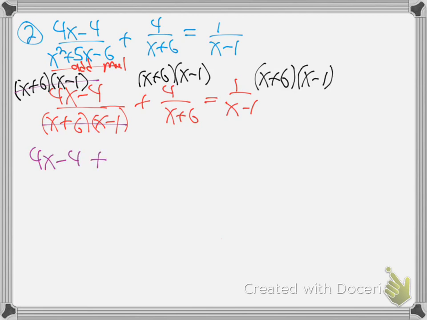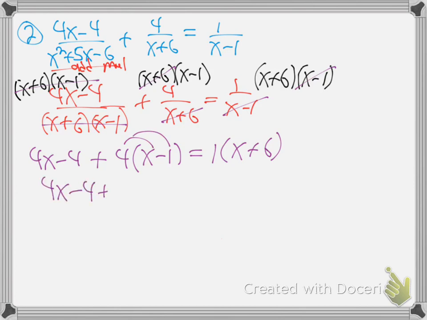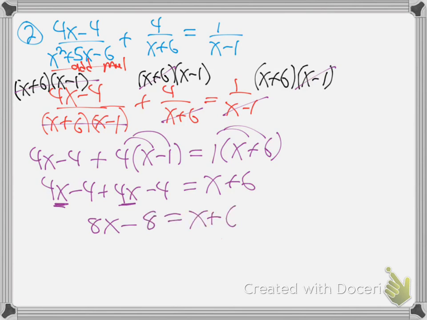Brings down 4x minus 4. Here, x plus 6 cancels, and we have the 4 going to multiply the x minus 1. Here, the x minus 1s cancel. 1 times x plus 6. Distribute. So 4x minus 4 plus 4x minus 4. Distribute x plus 6. 4x, 8x, minus 4 is minus 8.